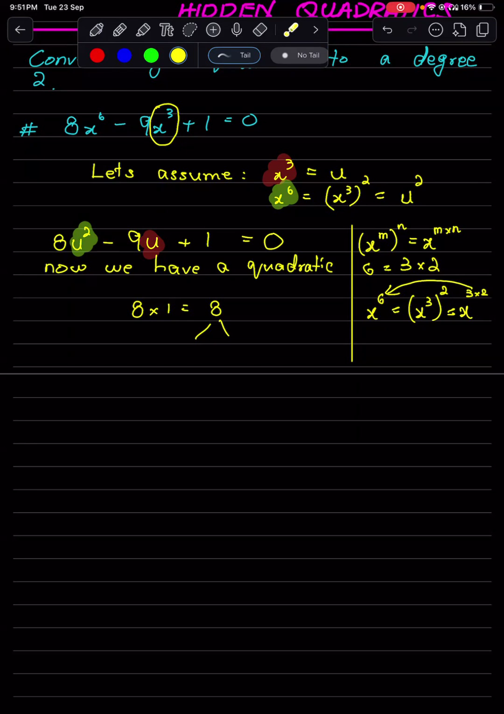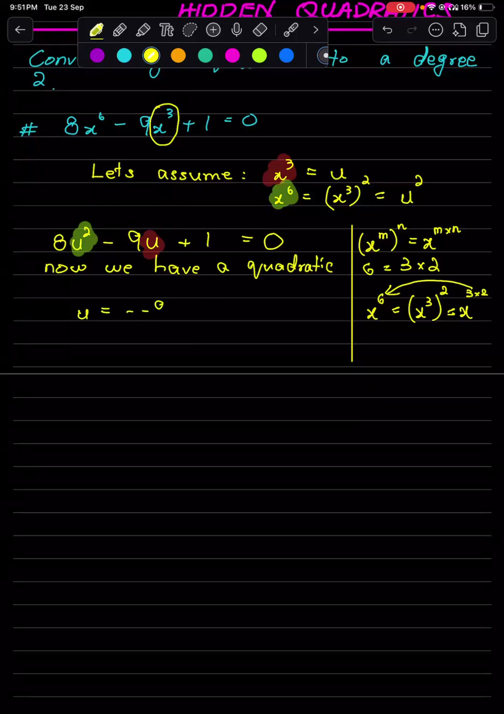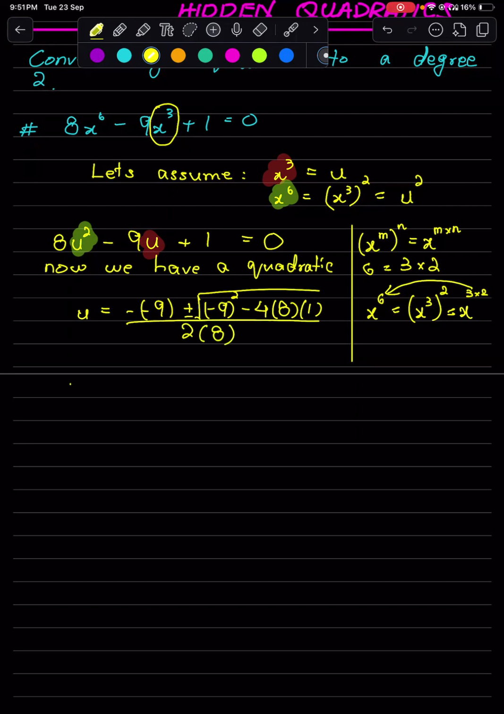Can we just use the quadratic formula? Yes, so using the quadratic formula, simple. So graph the calculator. u is equal to minus b plus minus the square root of b squared minus 4ac, over 2 into a. u is equal to what?